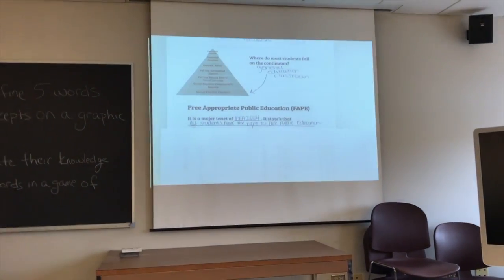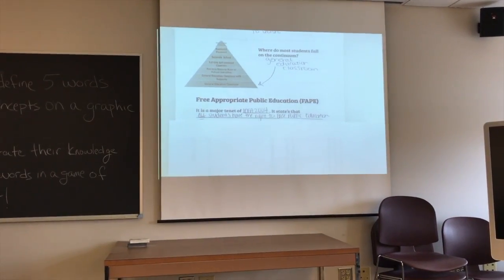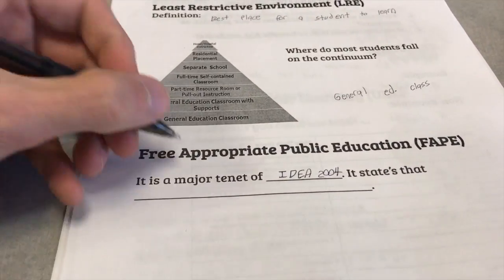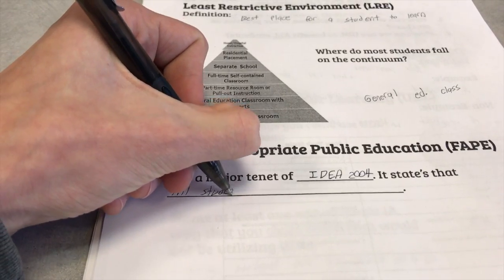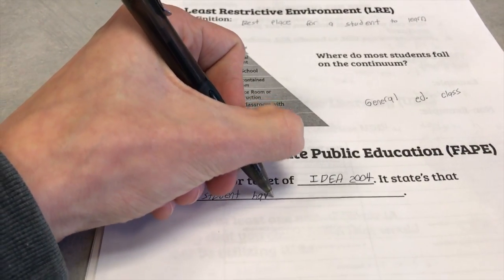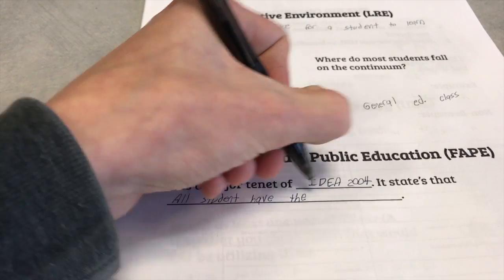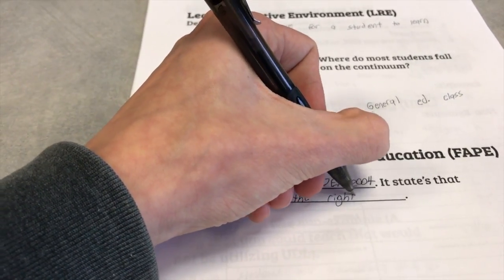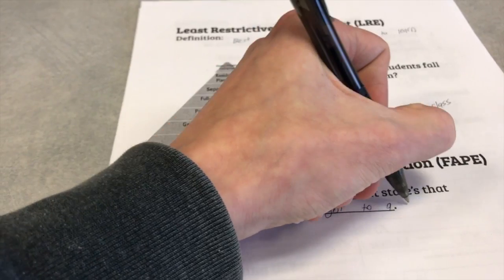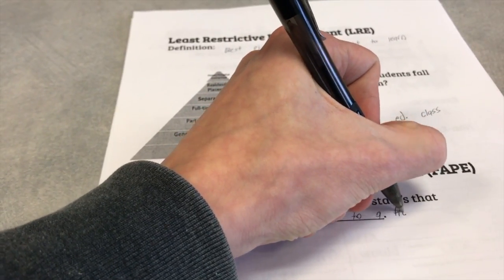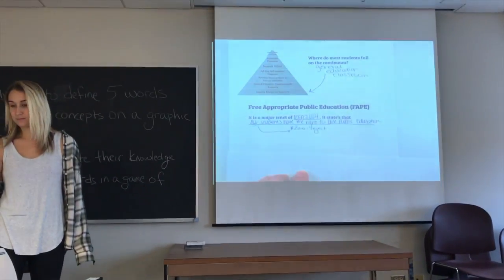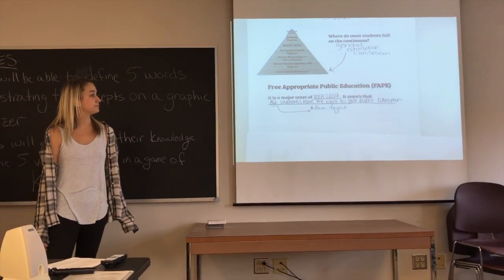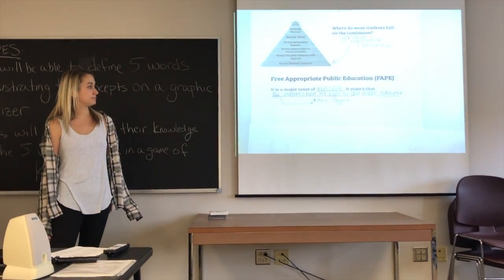And it also states in that act that it has FAPE, the free appropriate public education. And that states that all students have the right to a free appropriate public education. And it really emphasizes that all students. This is a zero reject. Little star here. Zero reject. Again, all students have the right to free appropriate public education. FAPE.